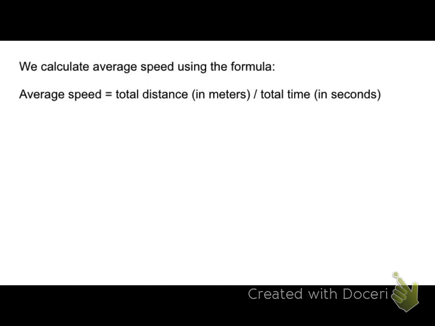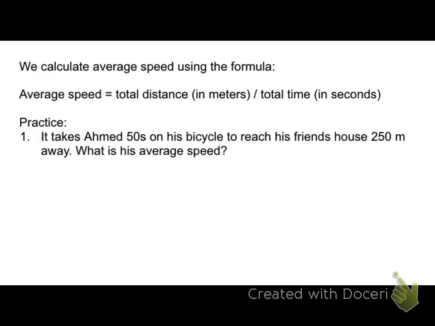And this is the one we are going to use most often here in class because it is the easiest one for us to calculate. Here's some practice for you. Let's do this one. It takes Ahmed 50 seconds on his bicycle to reach his friend's house, which is 250 meters away. What is his average speed? So use the above formula to solve.